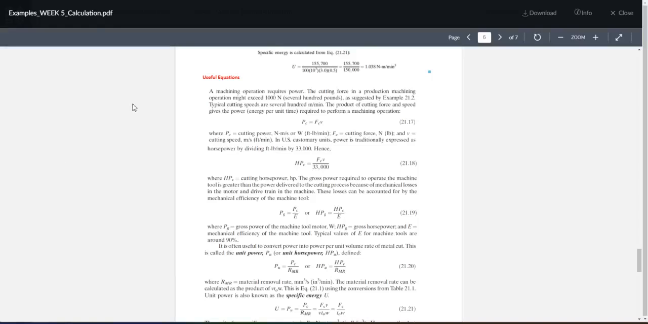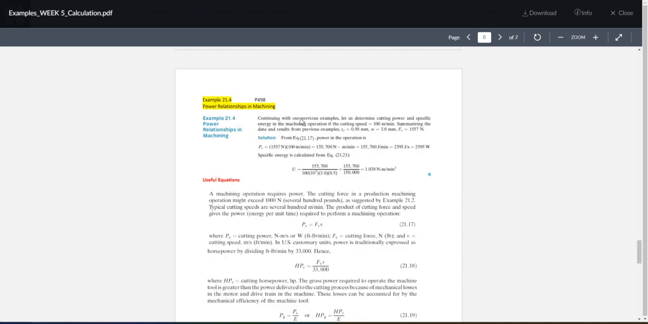Got some questions about this question specifically from week 5. It's about the calculation of continuum for the previous example. Let us determine the cutting power and the specific energy in the machining operation if the cutting speed were given in meter per minute, summarizing that the data and results from the previous example were that the initial depth of cut was 0.5 millimeters, the width of the chip was 3 millimeters, and the cutting force was 1,557 Newton.